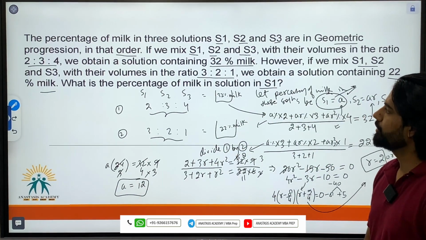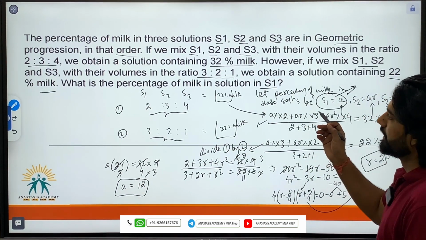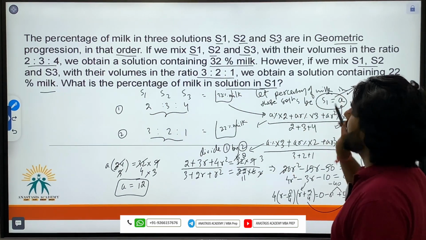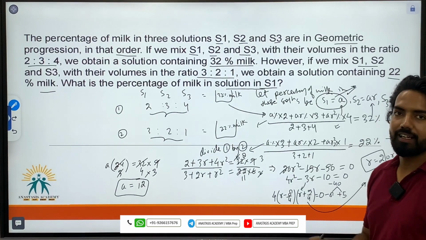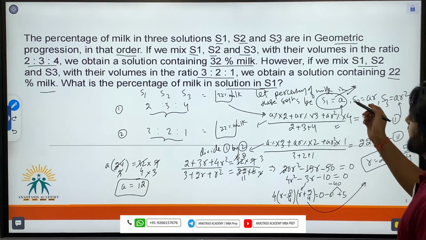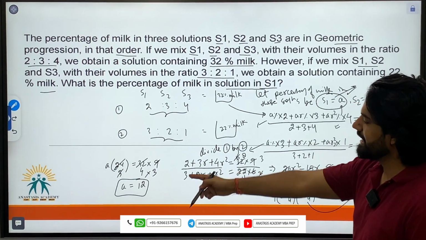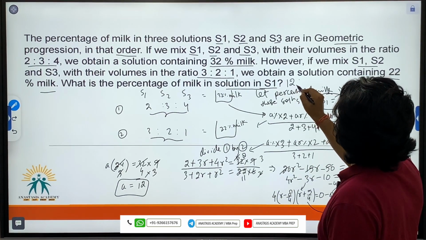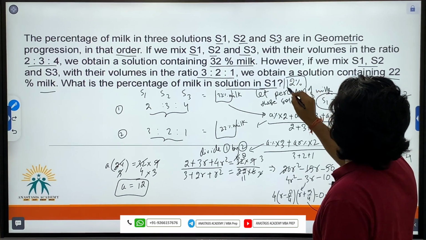Right? So what is asked? What is the percentage of milk in solution S1? So the percentage of milk in solution 1, I have assumed this value to be A, and A is coming out to be 12. So the correct answer to this question would be 12%, right?